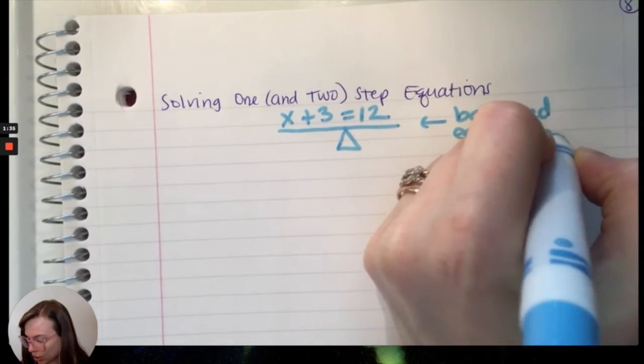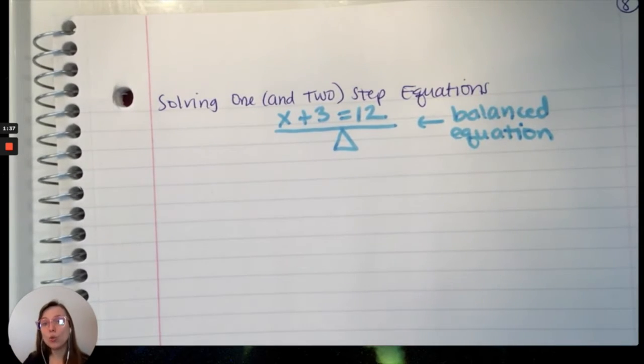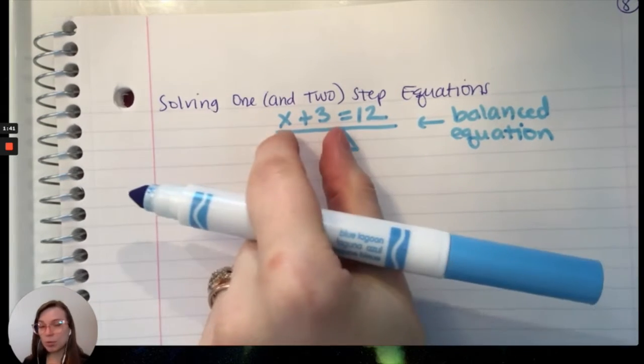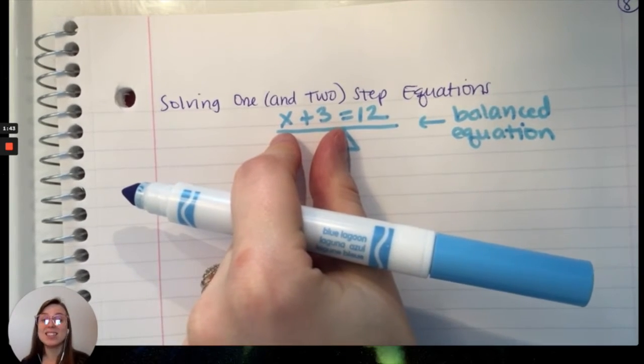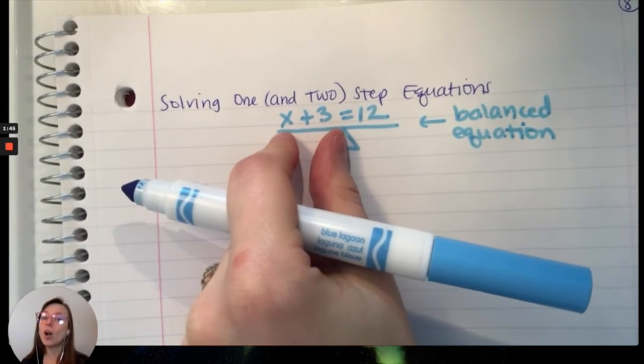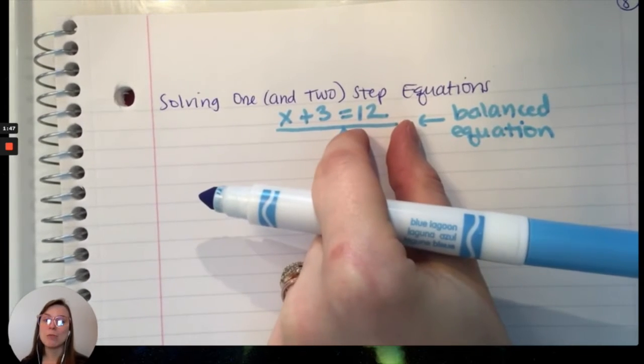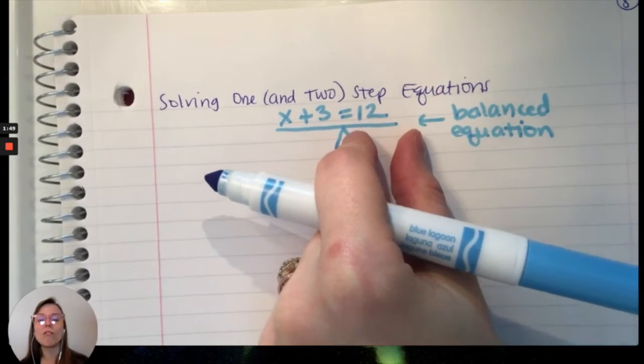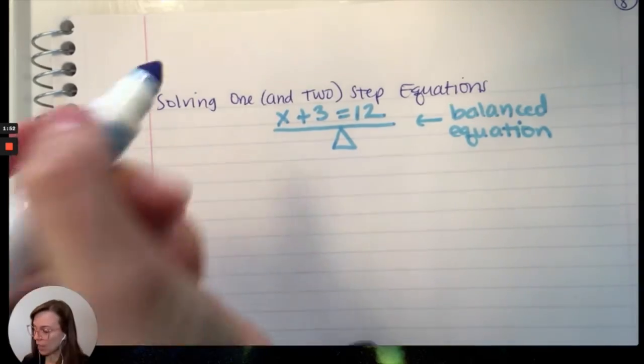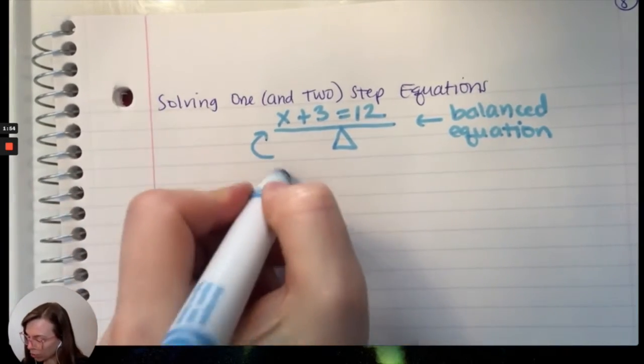And notice equation is really key, why we call it an equation. It equals, there's an equals sign. So x plus 3, whatever x is, if you add 3 onto it, that is the exact same as 12. They are equal values. That's why it's balanced. And we're going to call x our algebraic term.